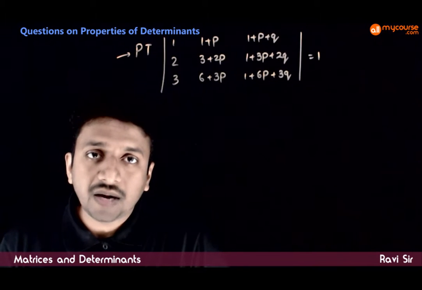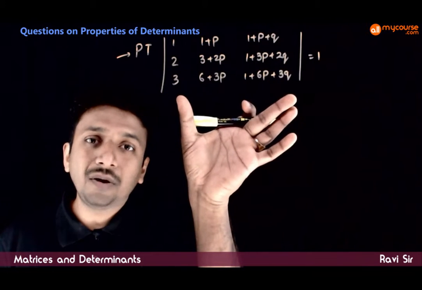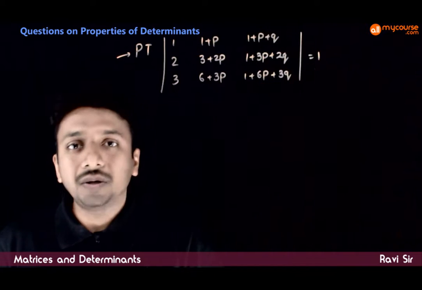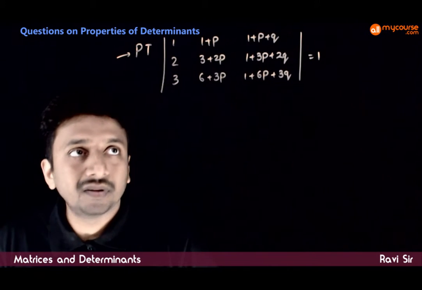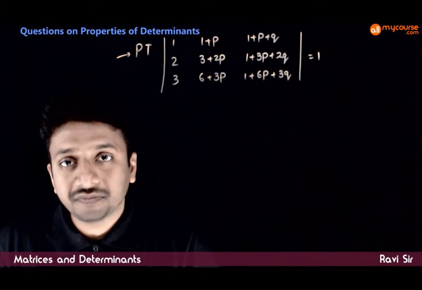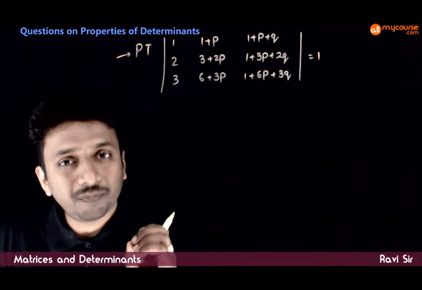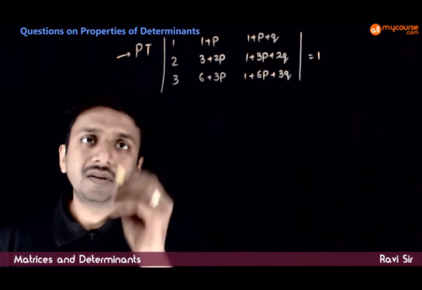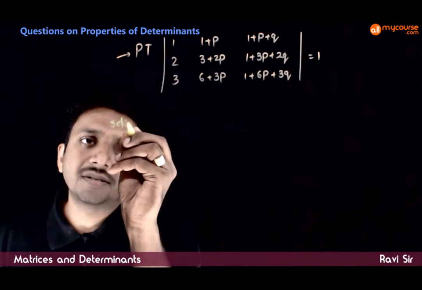In this question, you're asked to prove that the value of this determinant is equal to 1 without using actual expansion. That is, you have to use the properties of determinants. So how do we solve this?